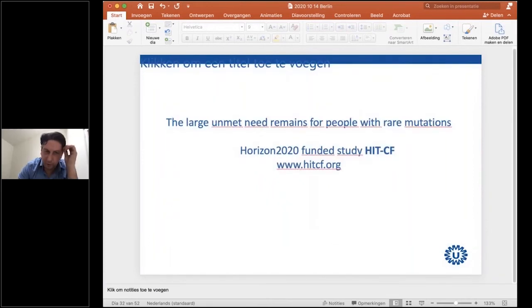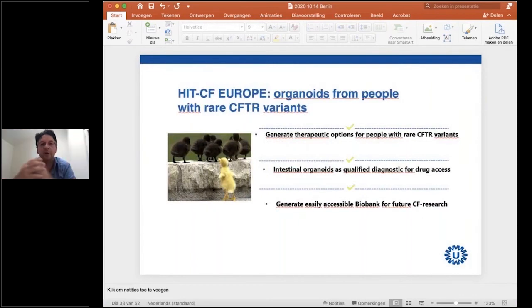So just to go quickly over a couple of interesting ideas here. We just showed that what you measure in the dish in vitro corresponds with what happens in vivo. So we reasoned a couple of years ago that there's a large unmet need for people with these really rare mutations, and we got a European grant to look at these rare mutations and see whether we could also get access for people with rare mutations to these new types of CFTR modulators.